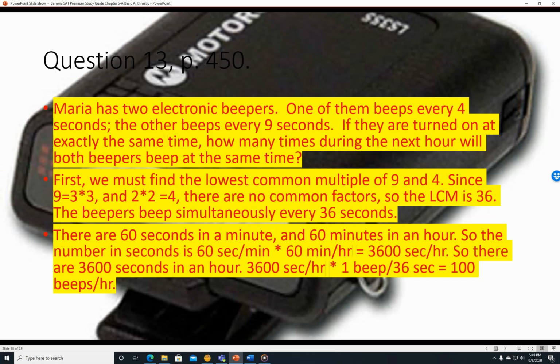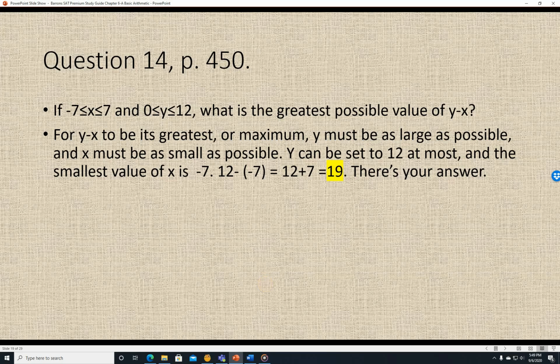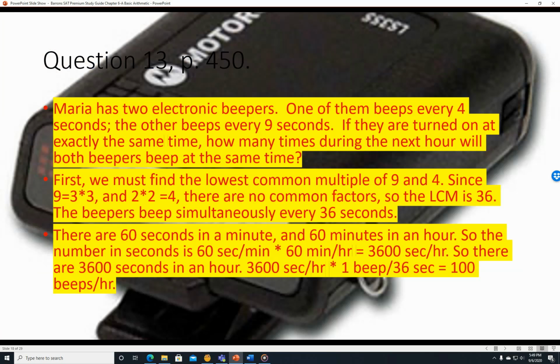There are 60 seconds in a minute and 60 minutes in an hour. So the number of seconds is 60 seconds per minute times 60 minutes per hour, which is 3,600 seconds per hour. So there are 3,600 seconds in an hour. 3,600 seconds per hour divided by 1 beep per 36 seconds equals 100 beeps per hour. So it beeps 100 times.